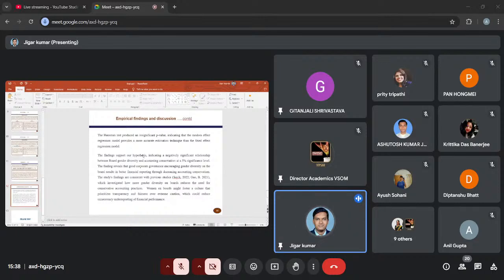Findings reveal that good corporate governance encourages gender diversity on the board, resulting in better financial reporting through decreasing accounting conservatism. This study's findings are consistent with the previous study which investigated how more gender diversity on boards reduces the need for conservative accounting practices. Women on boards might foster a culture that prioritizes transparency and fairness over extreme caution, which could reduce unnecessary underreporting of financial performance.